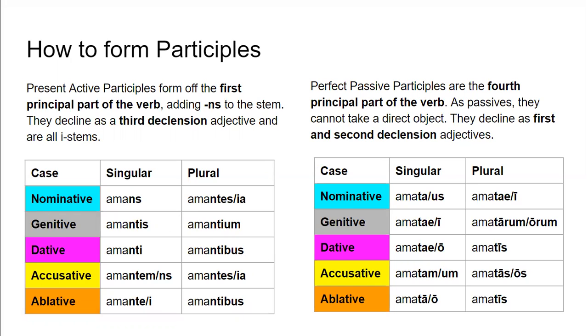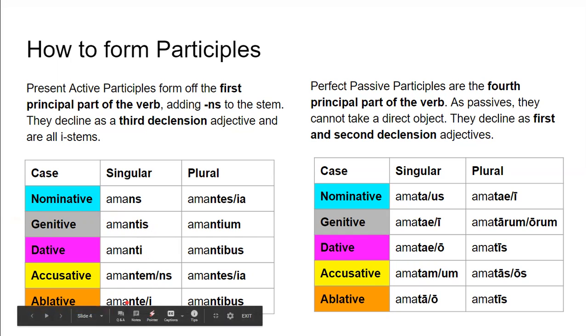This is the same as if you had the noun clemens. If you imagine the noun clemens, that's a third declension noun, and it ends in an n. So clemens, just like amans, is the nominative form. In the genitive form, it's clementis, clementi, clementem, clemente, clementes, clementium, clementibus, clementes, clementibus, right?